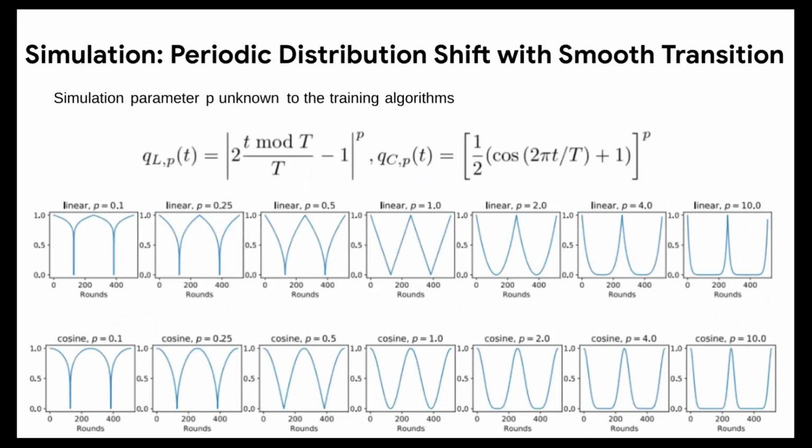Okay, so we model the periodic distribution shift with some smooth transition. We don't know exactly what the shape of the distribution shift is in practice, so we introduce a parameter P to control the shape of the transition. Note that by introducing a parameter, we can simulate different distribution shifts, but this parameter P is unknown to the algorithm we use later to handle the distribution shift.